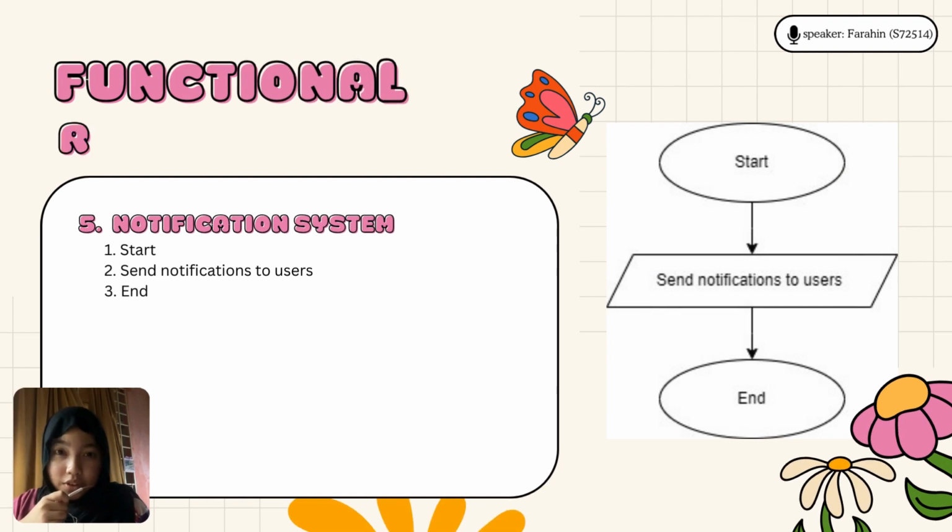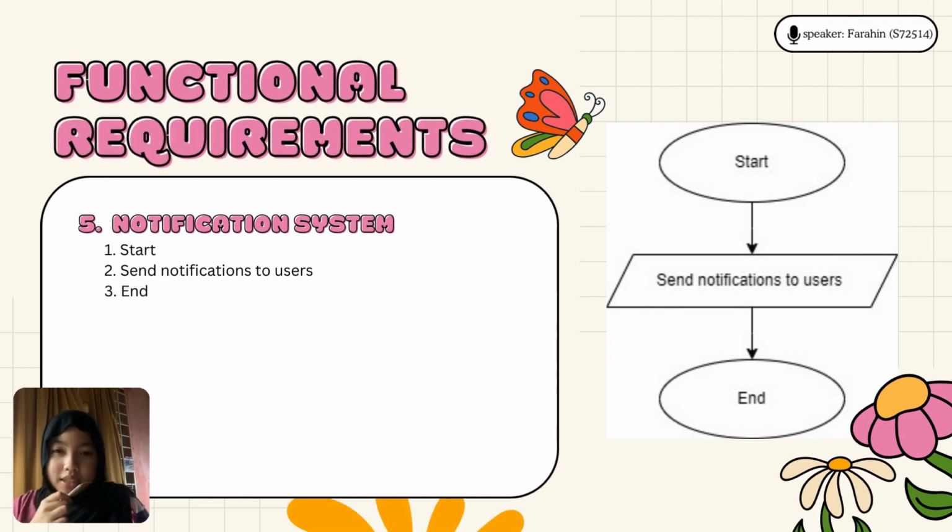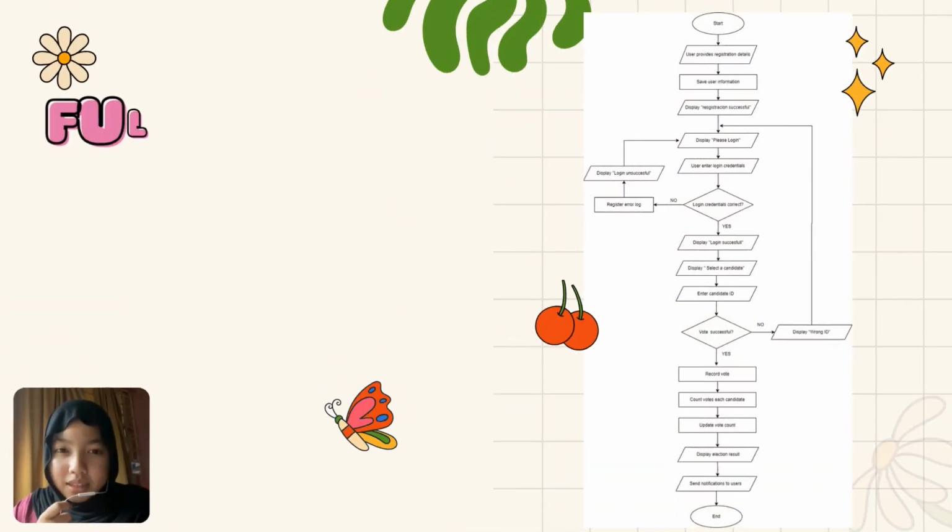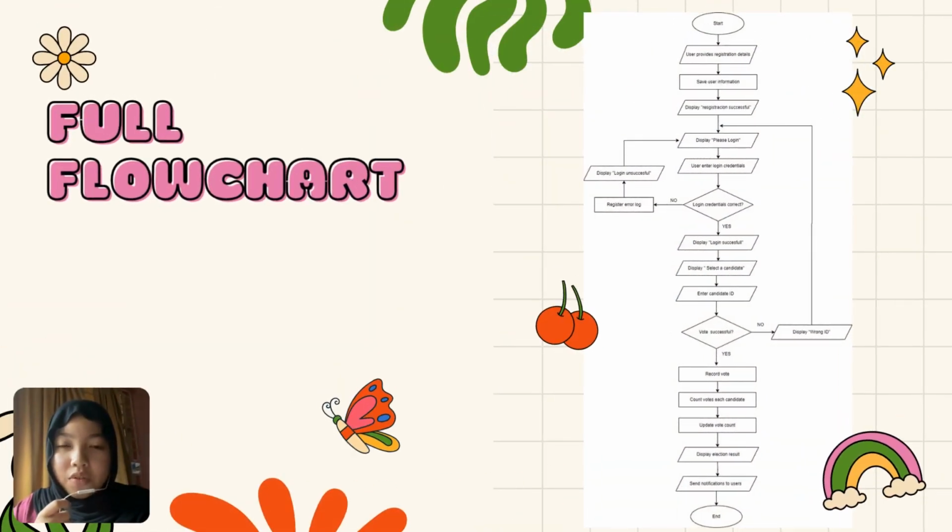For the last one, we have the notification system. This will notify users of important events such as election dates or results. And the pseudocode goes with start, send notification to users, then end. Next to the pseudocode, we have the flowchart. And this is the full flowchart of our system.